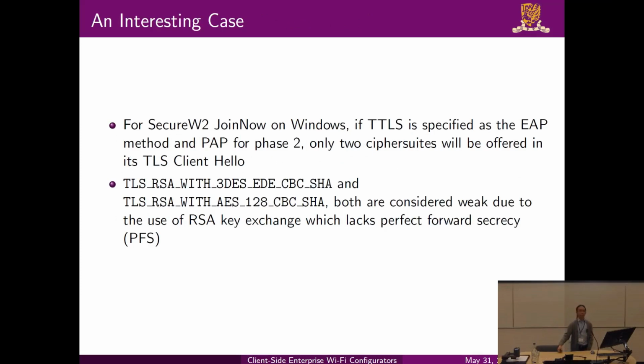We also found another issue: on Windows, if the profile specifies TTLS, it's going to offer two weak cipher suites in the TLS client hello. Both of them are considered weak because they don't have perfect forward secrecy. So only two cipher suites are offered, and both of them are weak.